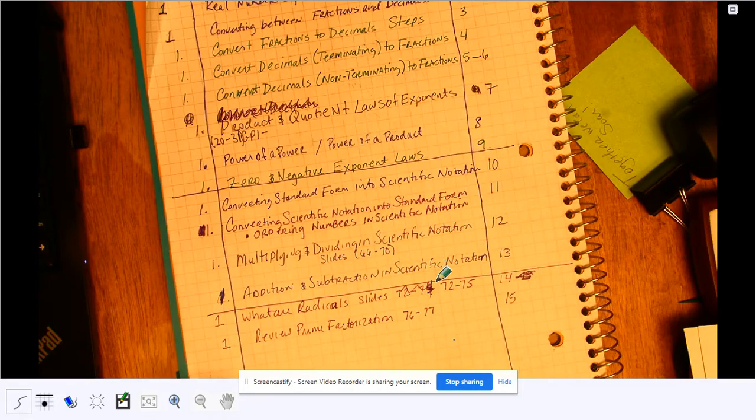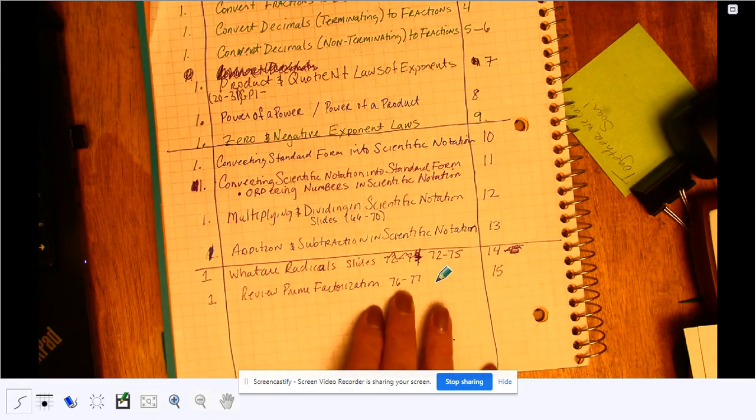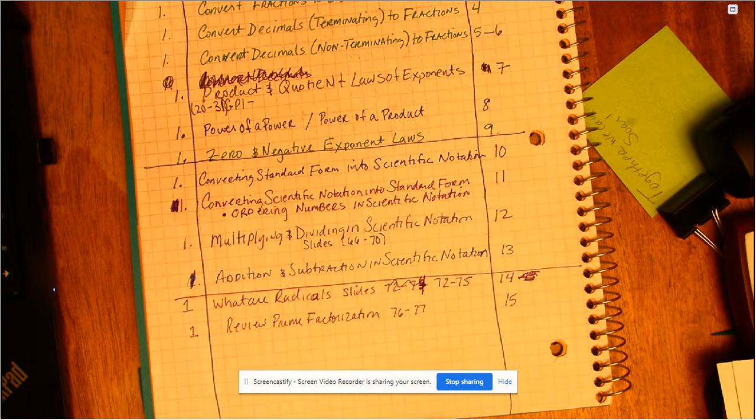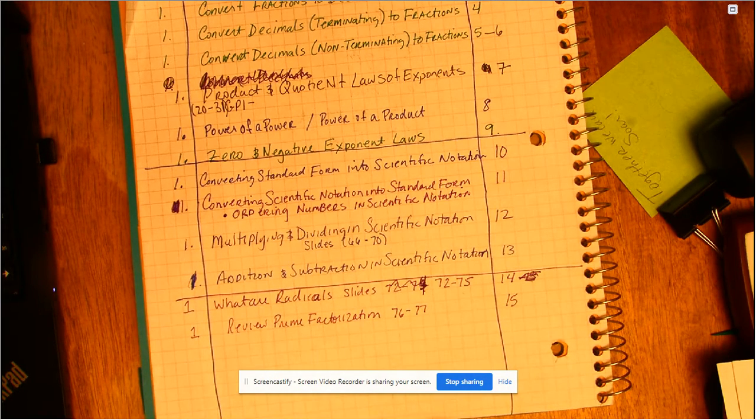Your TOC is going to be review of prime factorization, 76, 77 slides, and page 15 of notes. So hopefully you covered what prime numbers were in sixth grade and what composite numbers were. But we're going to review them and just talk about that real quick. So after you write this down, we're going to go to page 15 in your notebook.